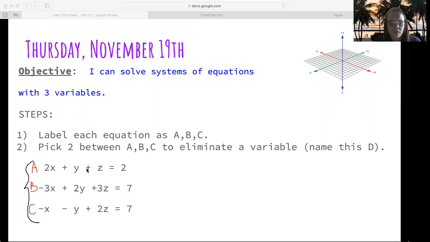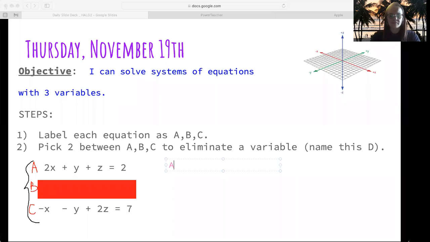Let me try a different one. Let me cover up the B. So if I cover up the B and I were to add A and C together, my X's don't cancel, but look at that, my Y's cancel right away. So in my head, I'm thinking, okay, I'm going to pick A and C because I don't have to do any manipulations to A and C. So I'm going to pick A plus C. I'm going to do A plus C in order to answer my first step.